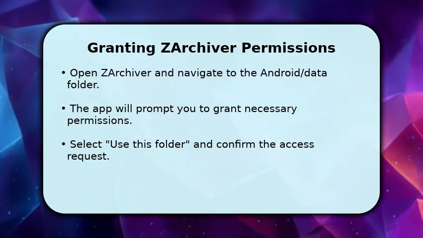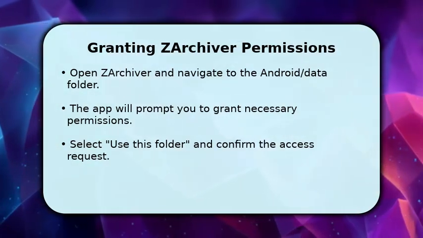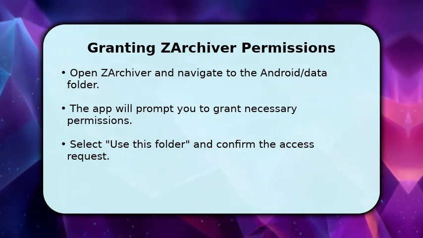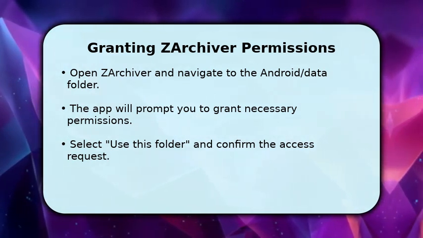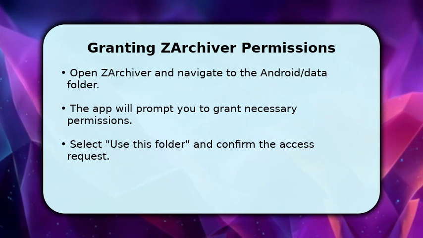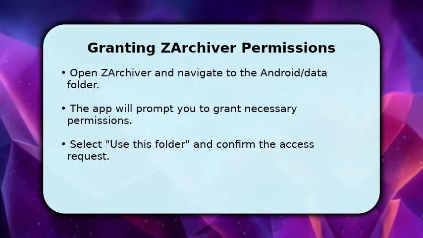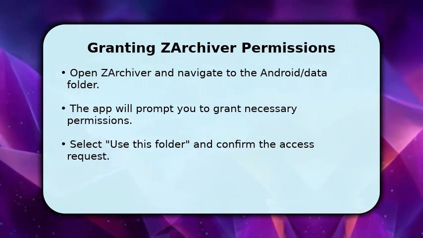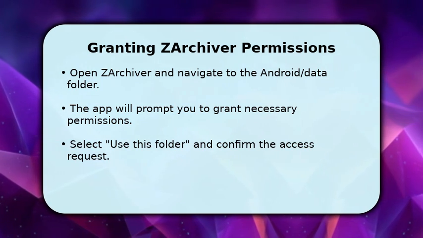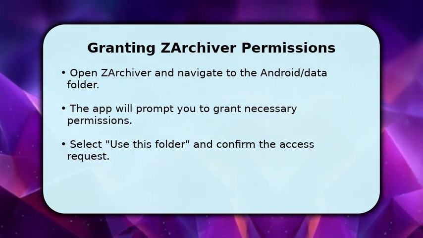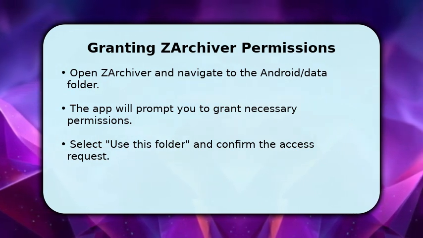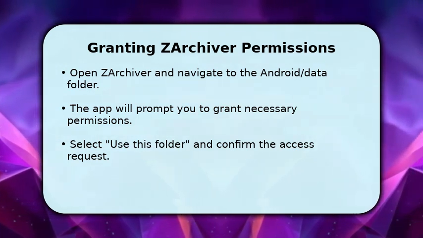To begin, launch ZArchiver and attempt to open the Android/data folder. You'll notice a prompt asking for special access to this directory. It's crucial to grant these permissions for ZArchiver to function correctly. Simply tap on Use this folder at the bottom of the screen, then confirm your selection. This one-time step ensures ZArchiver has the necessary authorization to manage your application data effectively and securely.